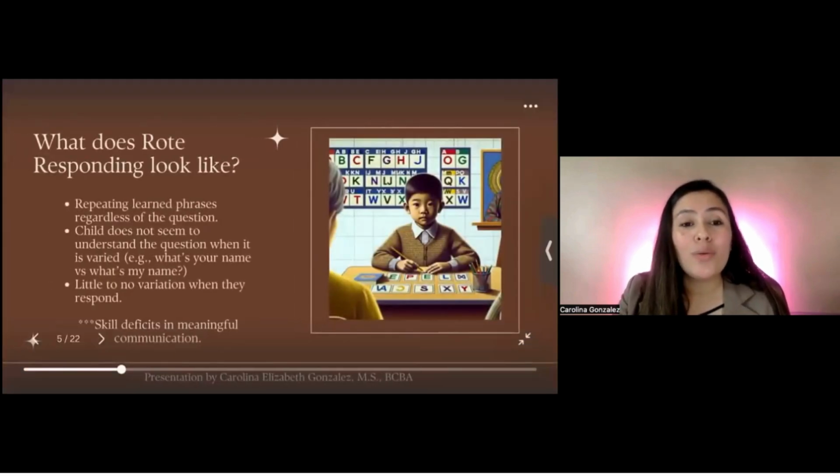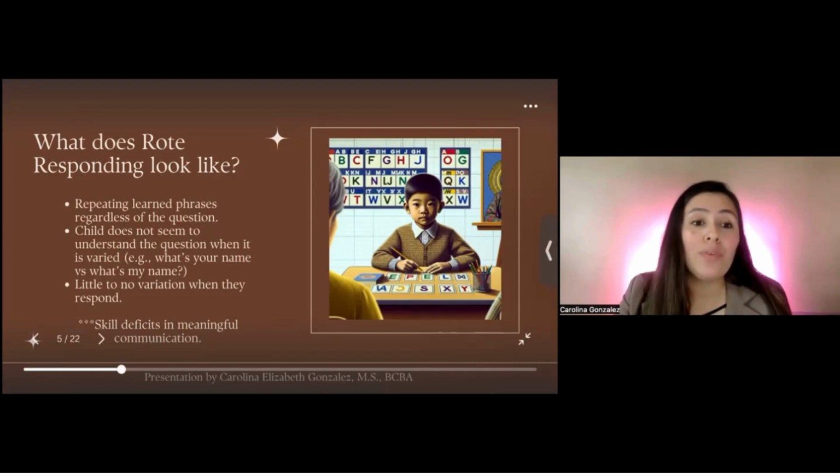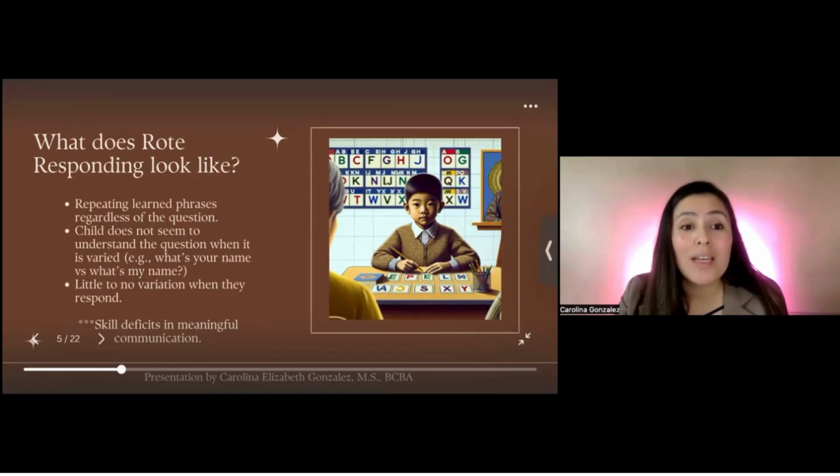Okay, so rote responding would look like repeating learned phrases regardless of the question. So an example of this would be learned phrases. So "I want" or "Can I have," okay? So regardless of what is in front of them, they will always say "I want" or "Can I have," but however, they may not be referring to the context of asking for something, but they've been taught to use a full sentence, okay?